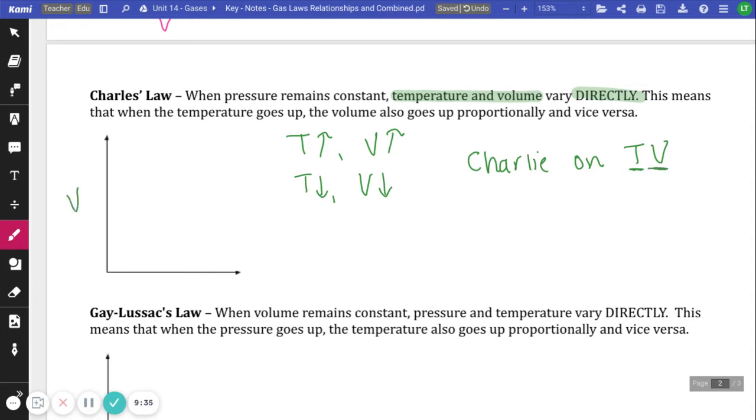Again, if I were to graph Charles' law, I would have volume and temperature. It's a direct relationship, so it just looks like this. As my volume goes up, my temperature also goes up, and it is proportional. Our equation for Charles' law is V1 over T1 is equal to V2 over T2. So again, the important thing to know is that Charles' law relates temperature and volume, and they are directly related. As temperature goes up, your volume goes up.